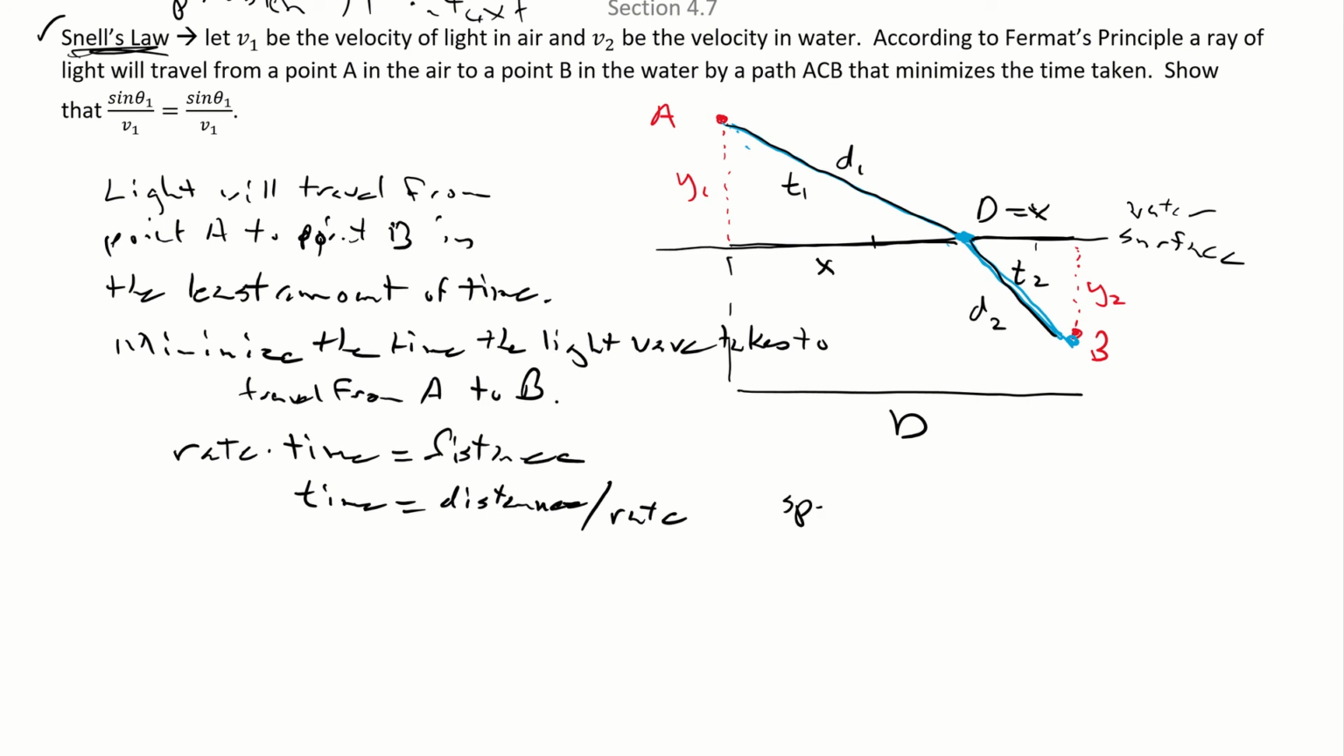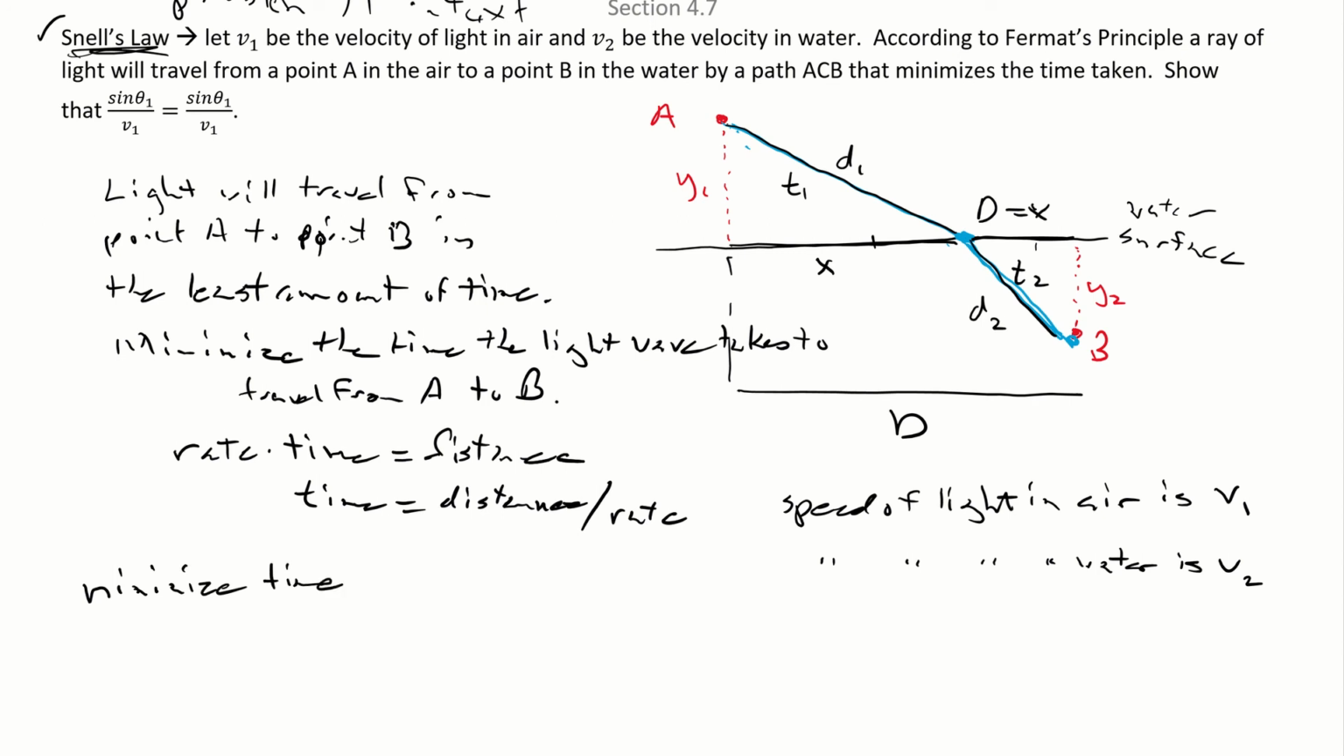The speed of light in air is, call it just V1, and you can use any unit you want. And the speed of light in water is V2. This is just a cool example to show you how deep this can go with your derivative. So here's the thing. We want to minimize time. I'm going to start using letters. Let T stand for time.